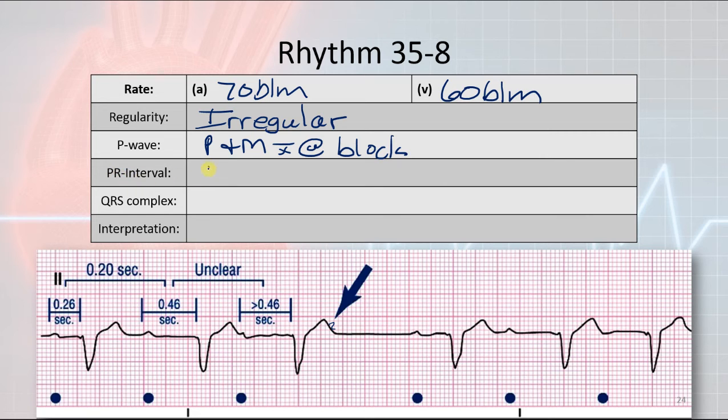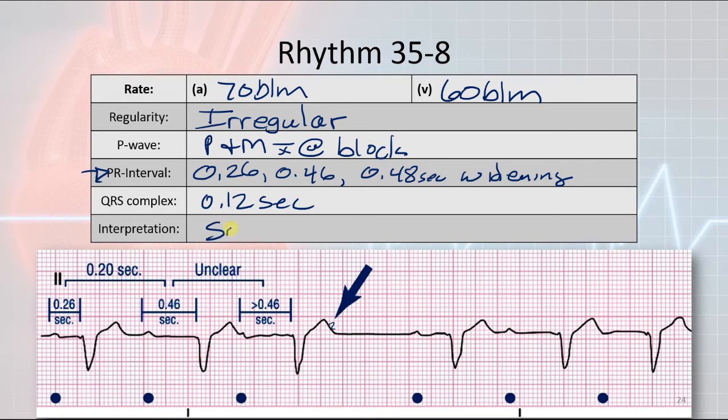The PR interval, we're going to say it's 0.26, 0.46, and then whatever this is here. So that's 5, 6, 7, 8, 9, 10, 11, 12, which would give me a 0.48 second, and they are all widening. The QRSs look a little bit wide, so they look to be about 0.12 seconds. Problem is the PR interval is widening, so we have an underlying rhythm of a sinus rhythm with second degree heart block type 1.